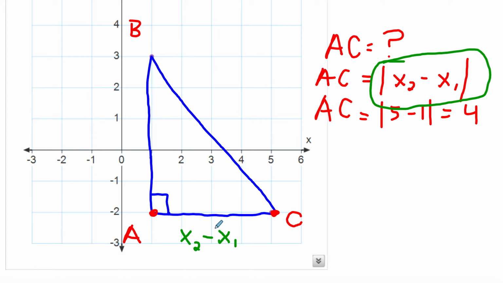All right. What about the distance between A and B? Well, now it's not on a horizontal number line. The distance between A and B is on a vertical number line, right? And the vertical number line we, of course, refer to as the y-axis. How would I find the difference between these two? Well, you'd find it the same way. Instead of using x2 minus x1, I would use y2 minus y1.